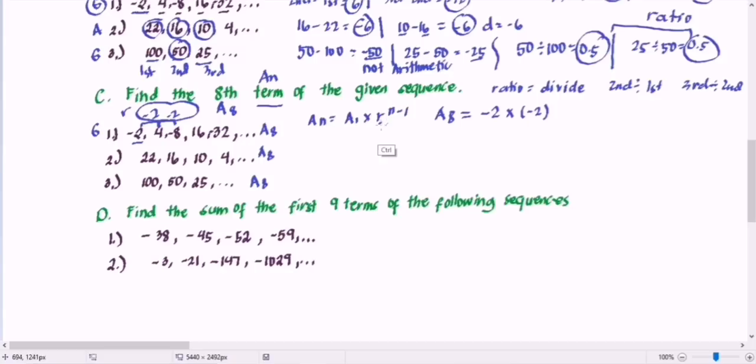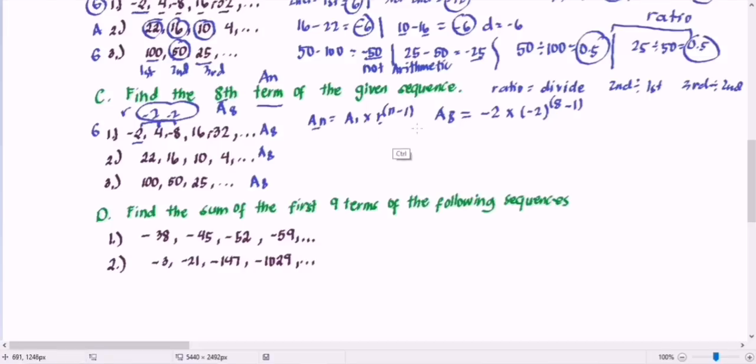Yung n natin, kung ano yung term na hinahanap. 8 yan, di ba? So, kung a sub 8 yan, yung n nyo dito, lagay nyo lang ng 8. Then, minus 1, lagay nyo minus 1. Then, yung dalawang to, pag lalagay nyo sa calculator, lagay nyo lang ng parenthesis dito. Kasi exponent sila. Okay? So, yan na yung magiging solution natin.